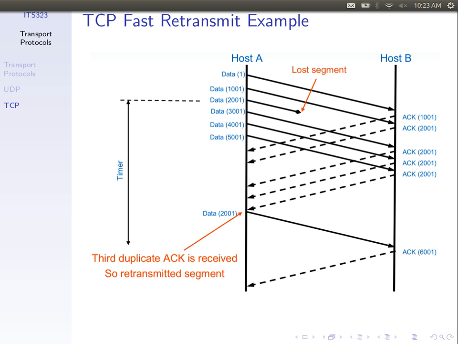So in all normal TCP mechanisms, it's 3 duplicate ACKs, or 4 ACK numbers the same.